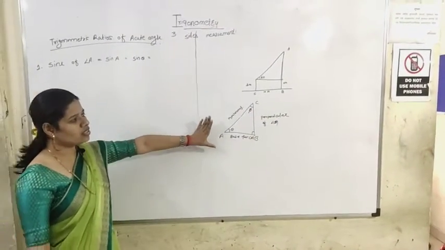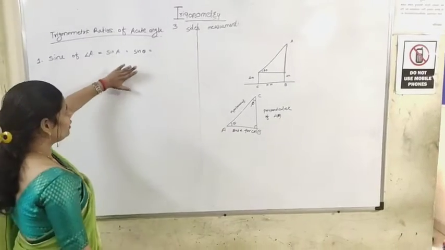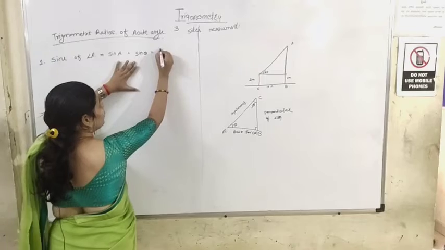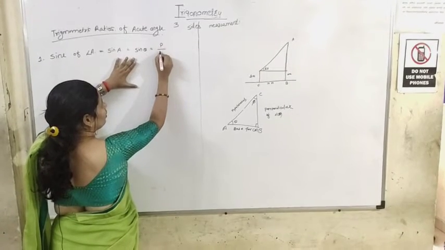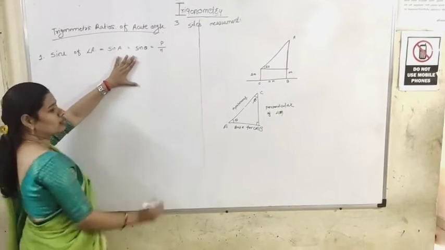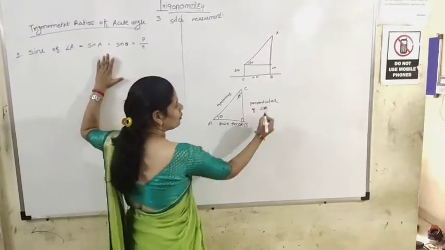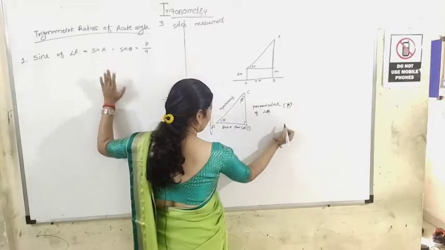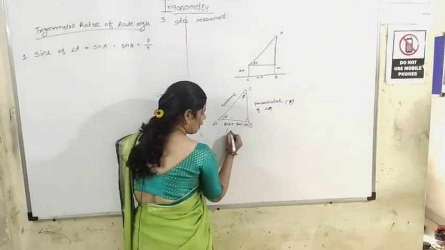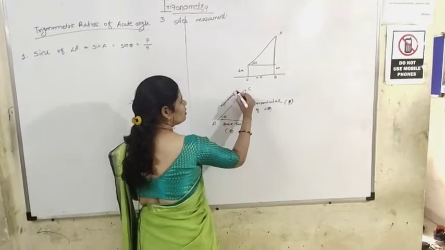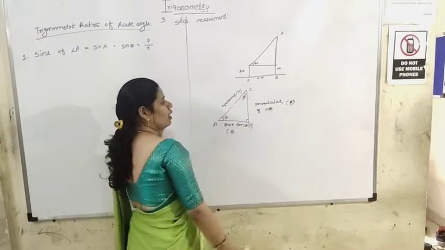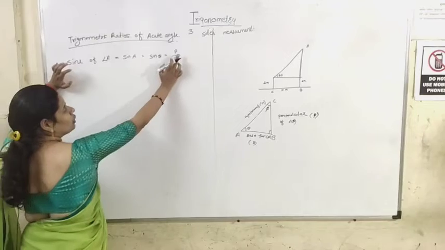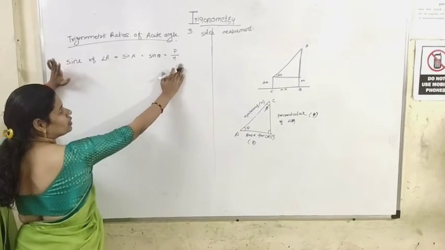So by using this information, we can write here sin theta is always perpendicular upon hypotenuse. Perpendicular is represented by P. Base is represented by capital B, and hypotenuse is represented by capital H. Okay, so we get sin theta is equal to P upon H.